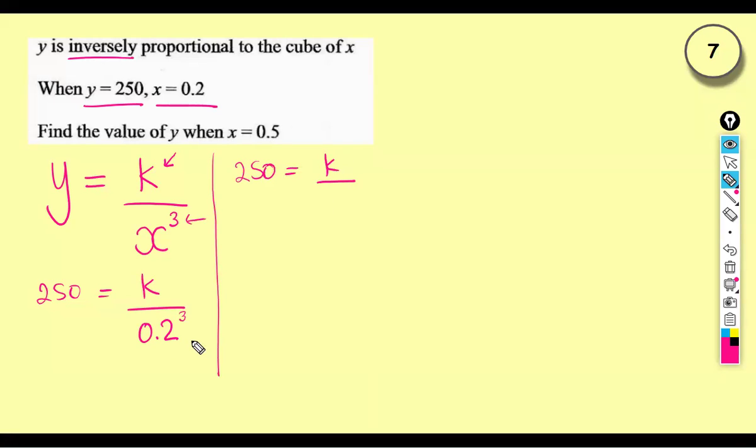Right, so we have 250. How much is 0.2 cubed? In case you don't know how to find 0.2 cubed, it's 0.2 multiplied by 0.2 multiplied by another 0.2. Remember, squared means it multiplies something twice by itself. Cube means multiplying the same thing 3 times. 0.2 multiplied by 0.2 multiplied by 0.2. Anybody saw this on a calculator? 0.008.